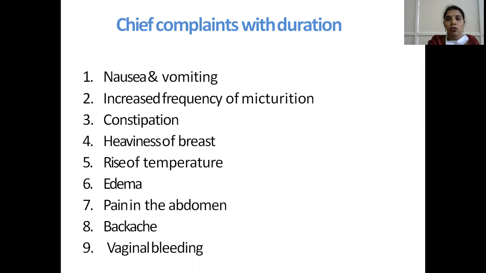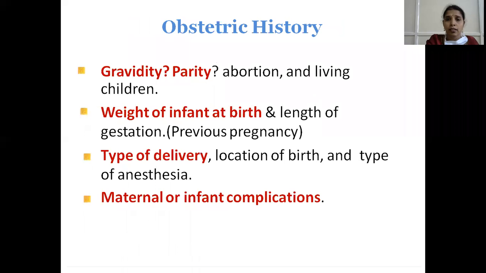The complaints are nausea and vomiting, increased frequency of micturition, constipation, heaviness of breast, rise of temperature, edema, pain in the abdomen, backache, and vaginal bleeding. If they come with these complaints, for example nausea and vomiting, we ask how frequently, how many vomitings. We have to ask in detail about each and every complaint along with the duration, aggravating factors and relieving factors, so that we can advise her.